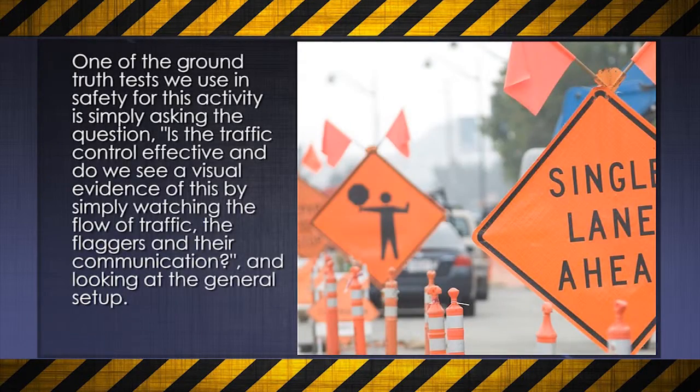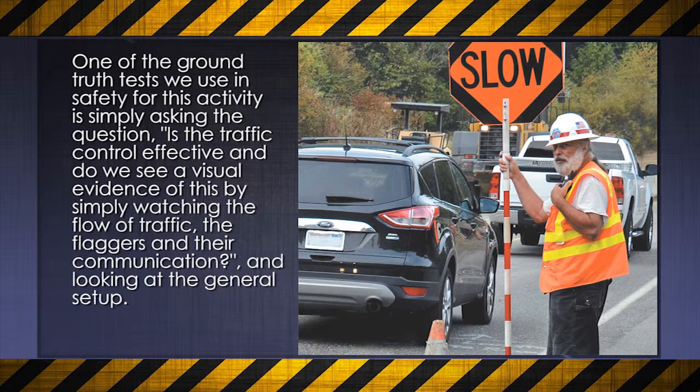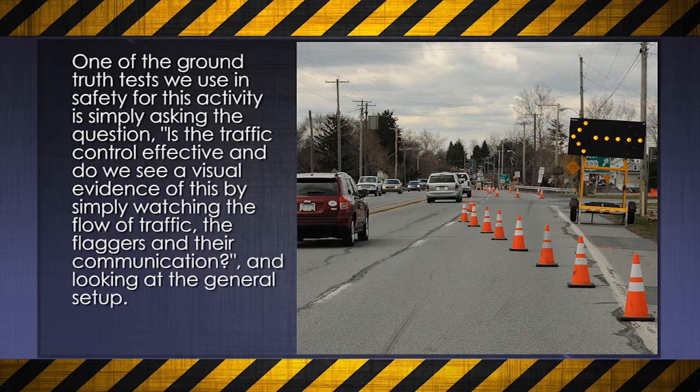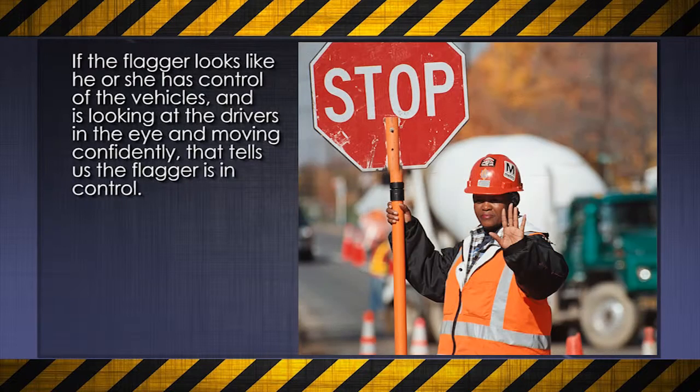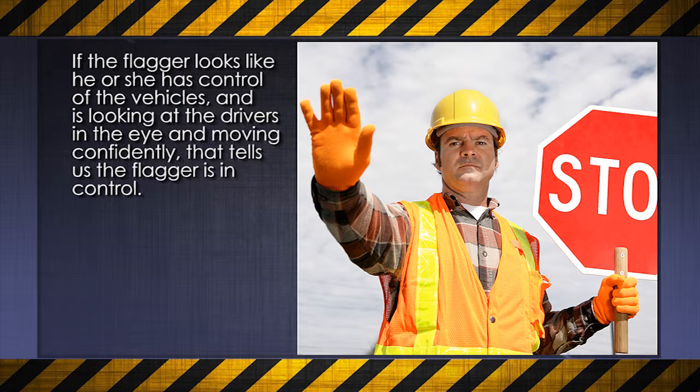One of the ground truth tests we use in safety for this activity is simply asking the question, is the traffic control effective? And do we see visual evidence of this by simply watching the flow of traffic, the flaggers and their communication, and looking at the general setup? If the flagger looks like he or she has control of the vehicles and is looking at the drivers in the eye and moving confidently, that tells us the flagger is in control.